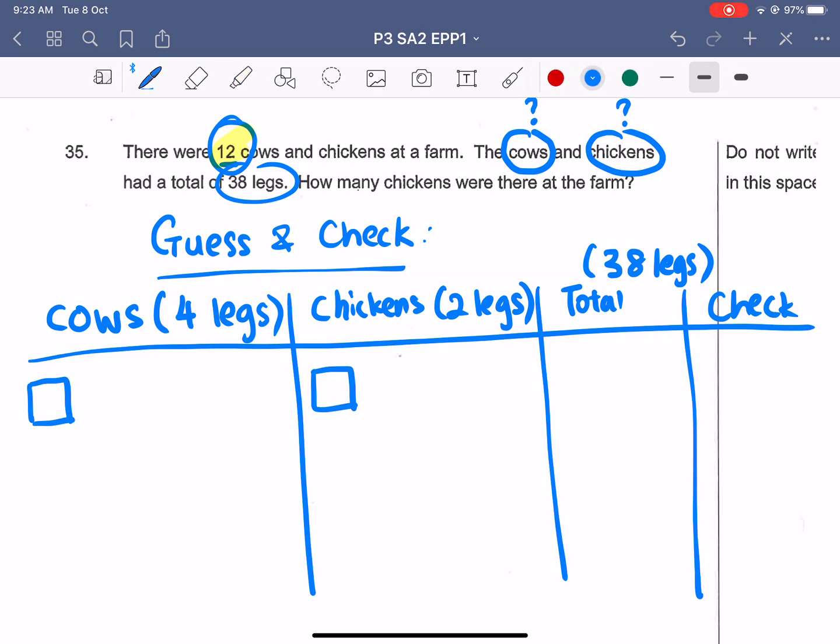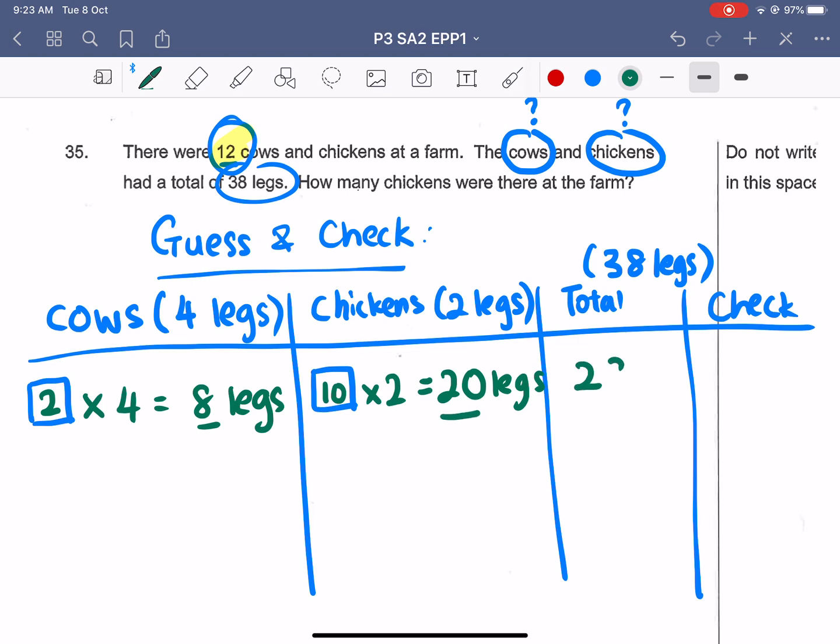So let's make our first guess first. Let me guess maybe 2 cows and 10 chickens. Alright, because 2 plus 10 equals to 12 in total, right? So if there are 2 cows, each cow has 4 legs, it will give me a total of 8 legs. And if I guess 10 chickens times 2 legs each, that's altogether 20 legs. Wow, the total number of legs I have gotten is 8 plus 20, 28. Is that what I want? Nope. So I have to give it a cross.